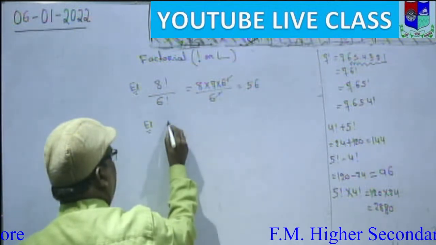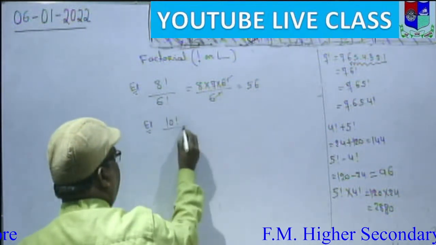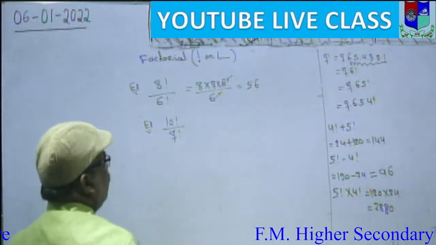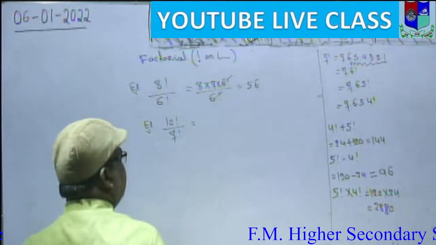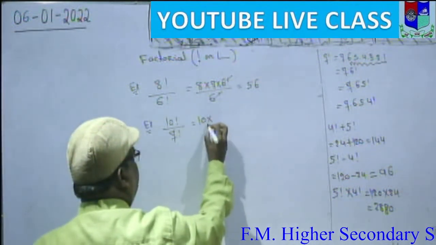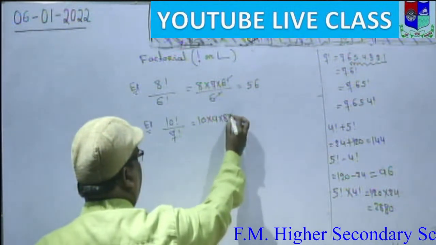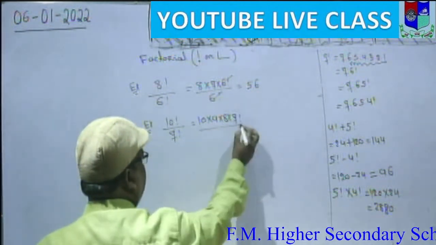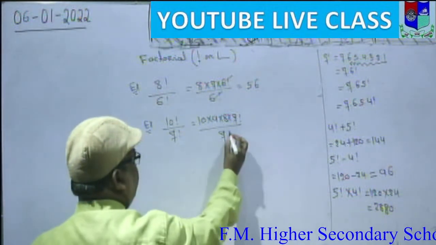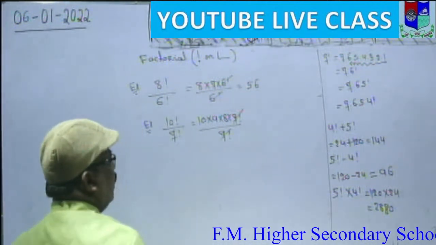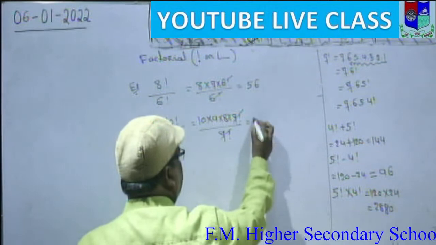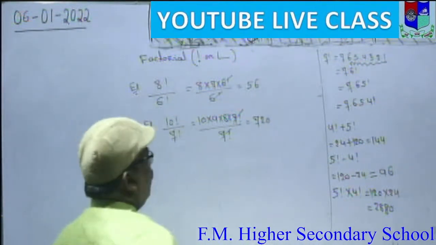Suppose 10 factorial divided by 7 factorial. How can you divide this? 10 means we reduce 10 into 9 into 8 into 7 factorial, and this 7 factorial cancels. So we find it is 720.